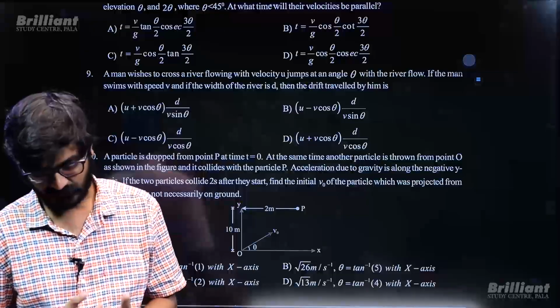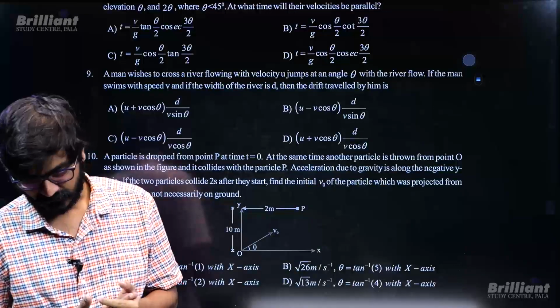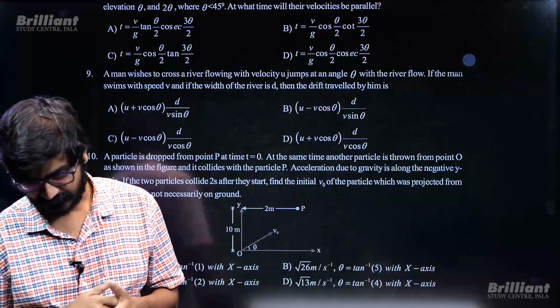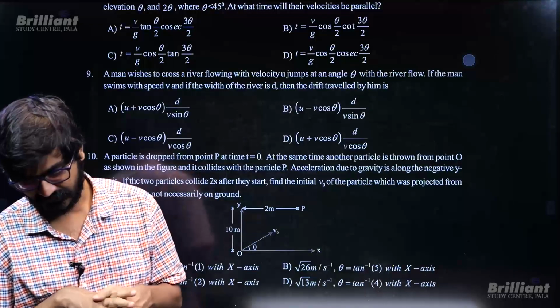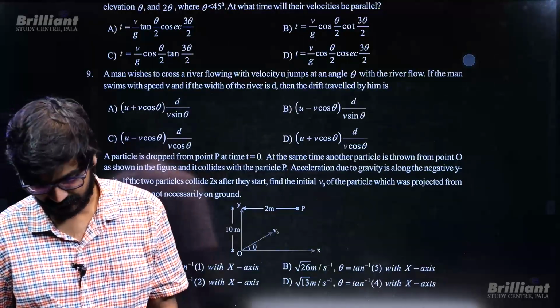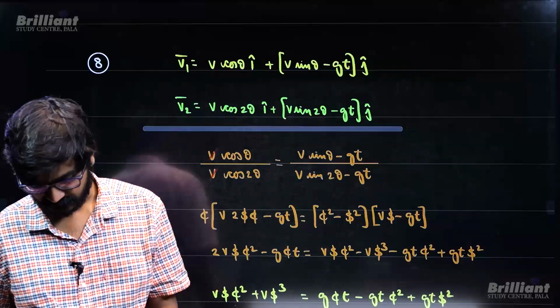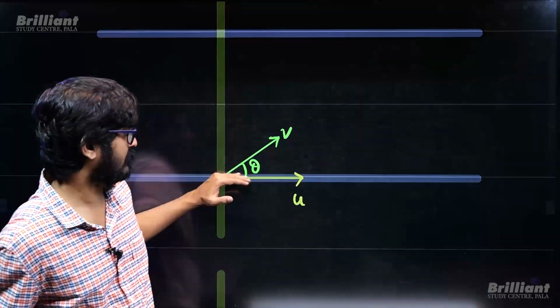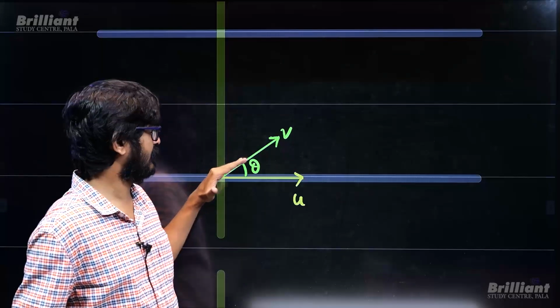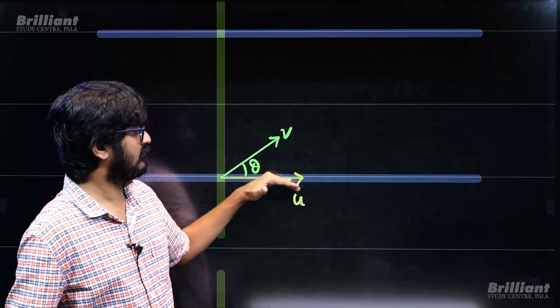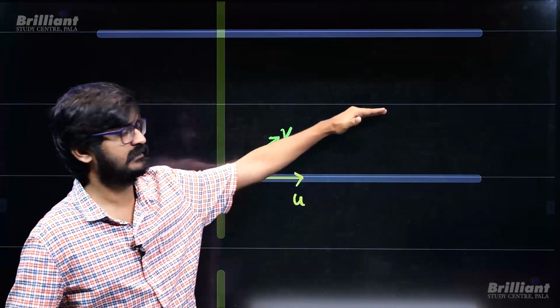A man wishes to cross a river flowing with velocity u, jumps at an angle theta with the river flow. If the man swims with speed v, and the river width is d, then what is the drift travelled by him? So basically the river is flowing like this, the man is going like this. If the river is not flowing, then the man would have gone like this. Now because of the river flow, he will be going in this direction.